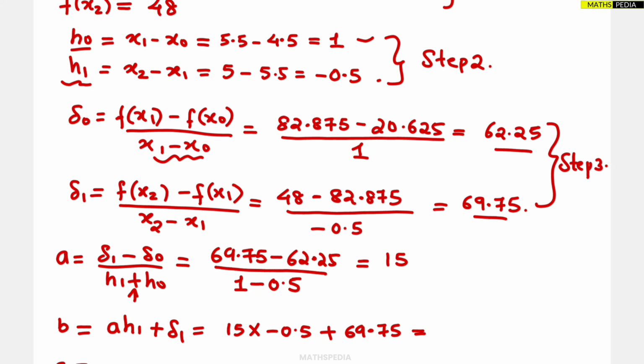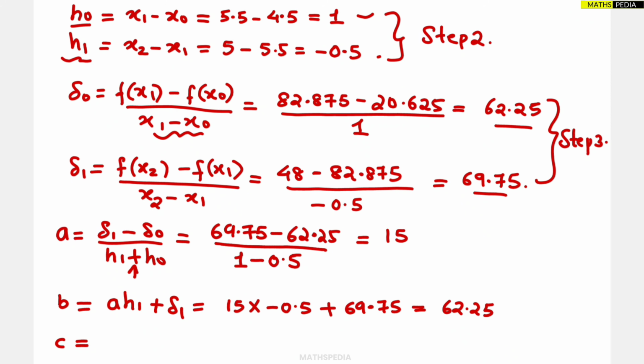So you will be getting this answer as 62.25. Next, C value is f of x2. What is f of x2? We already found out, which is 48. So directly C value you can write. There is no formula. Directly f of x2, whatever value is there, that you have to write. So this procedure has been done.